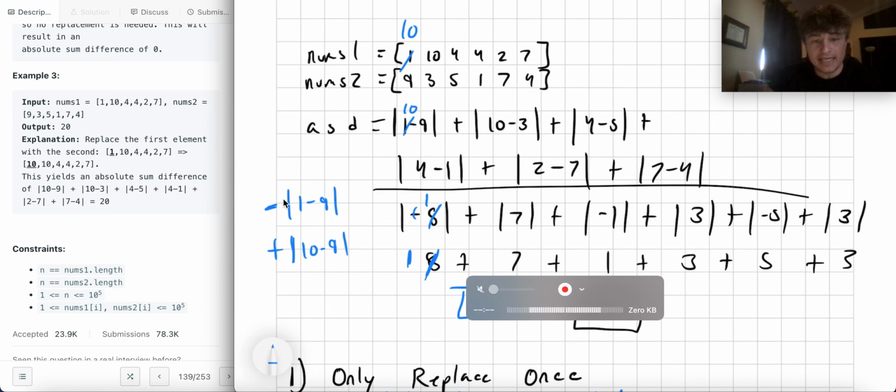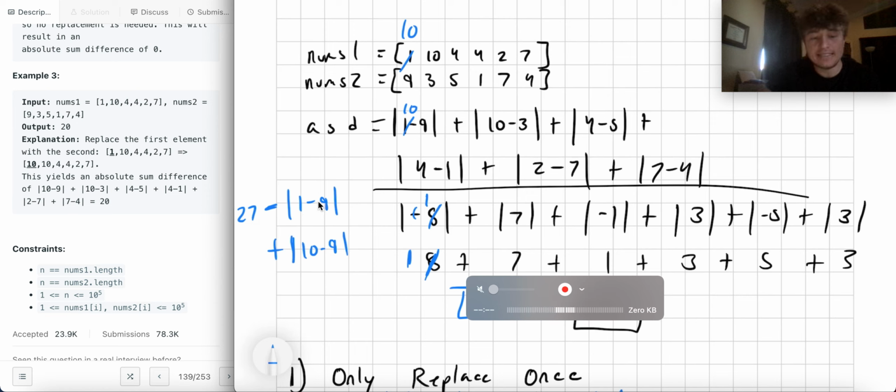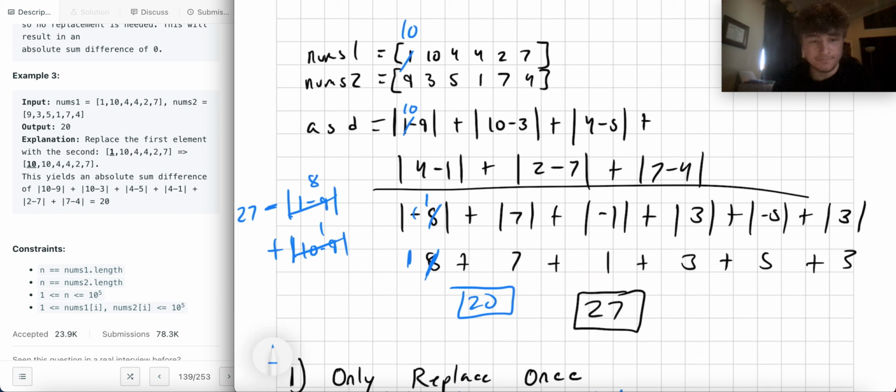This 1 minus 9, I subtract that out. And then I add in this 10 minus 9. So the original answer was 27, right? I subtract out the 1 minus 9, I get 19, right? 27 minus 8 is 19. So this becomes 8. This becomes 1. So I get 27 minus 8 plus 1, which equals 20. And voila, it's the same thing, right?